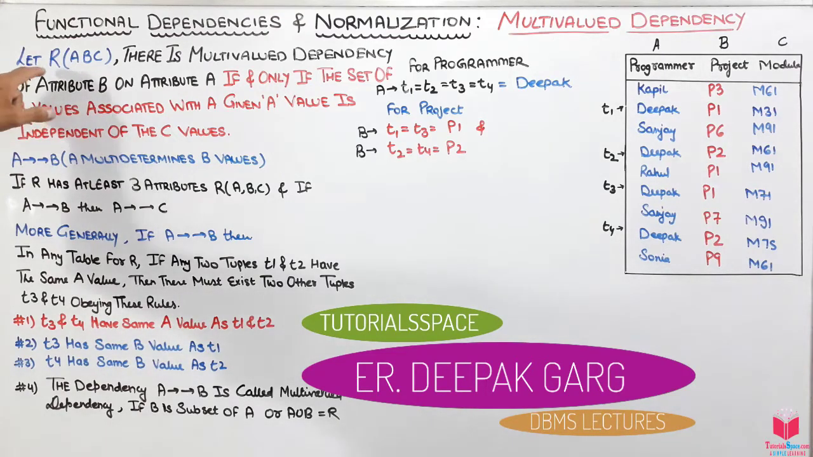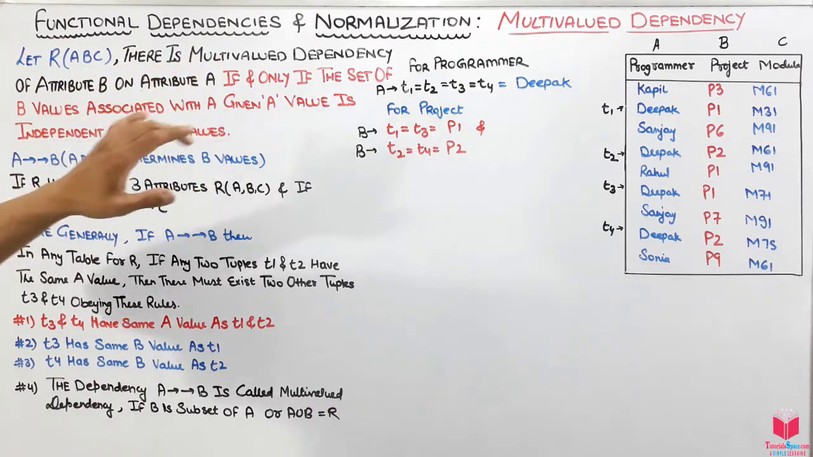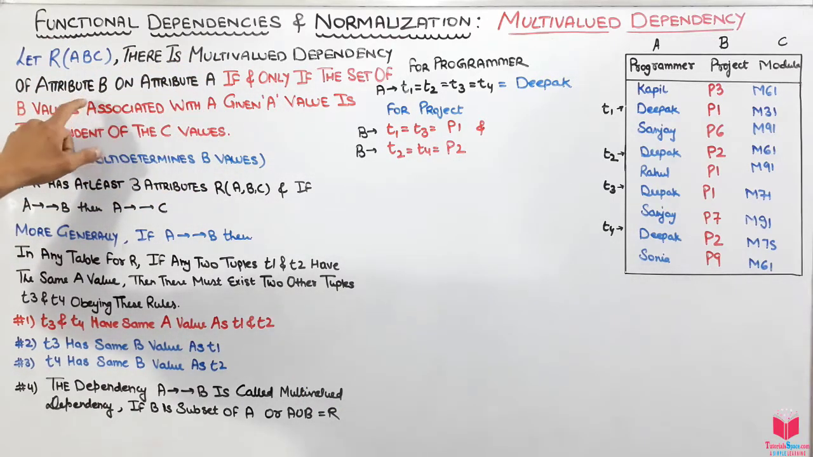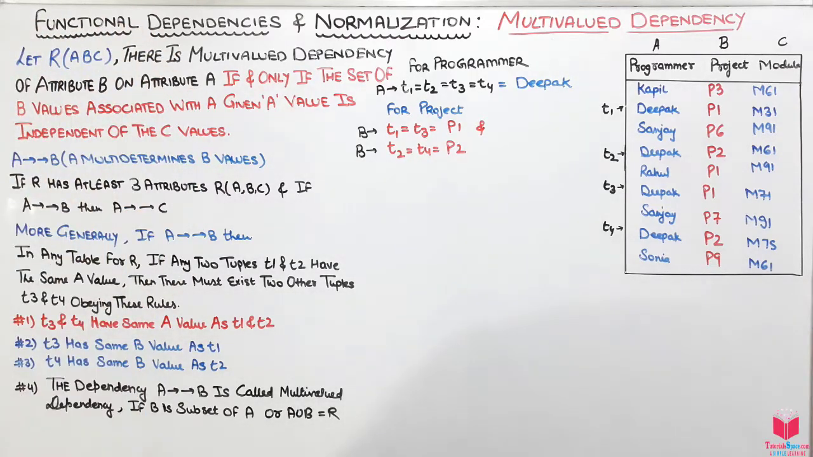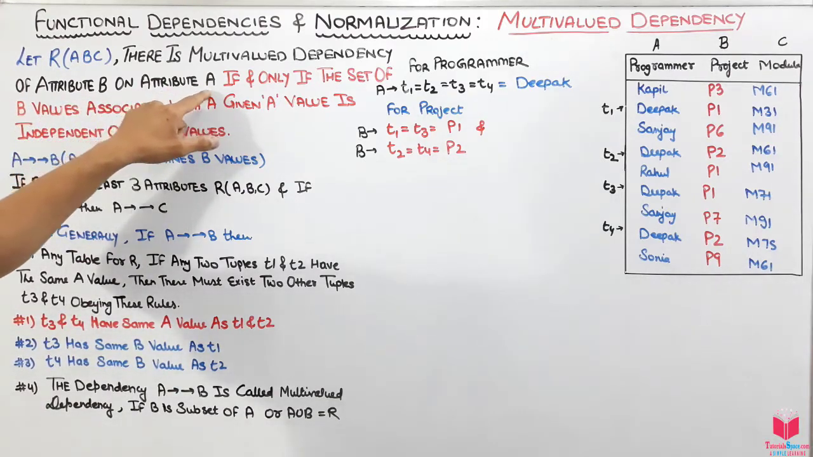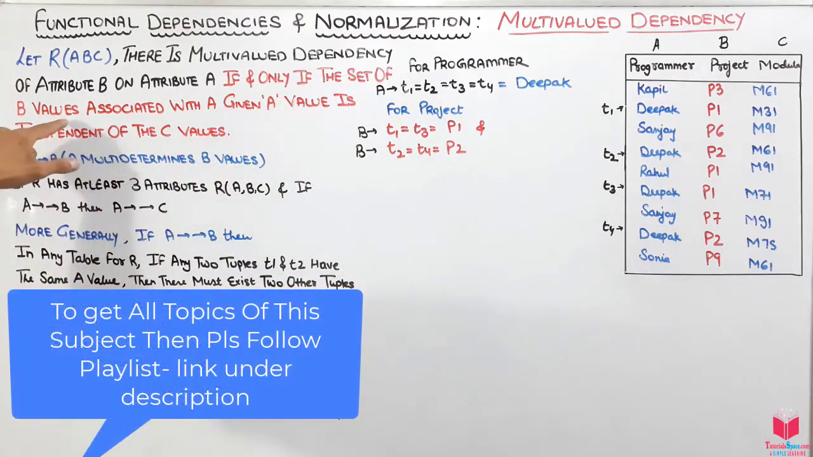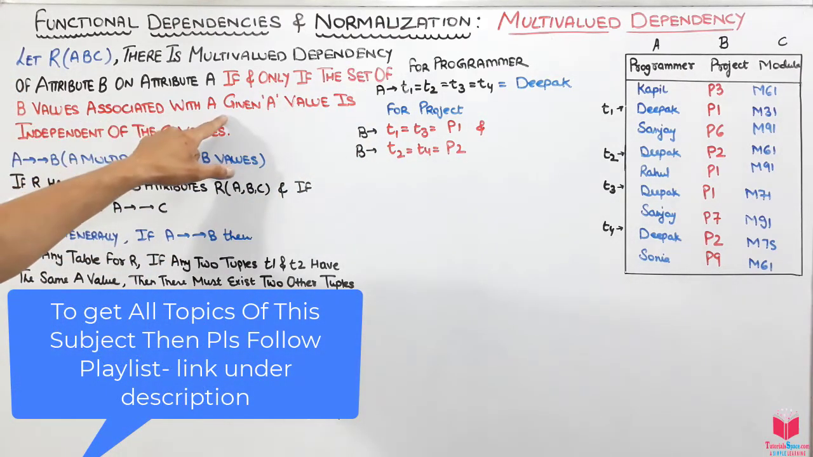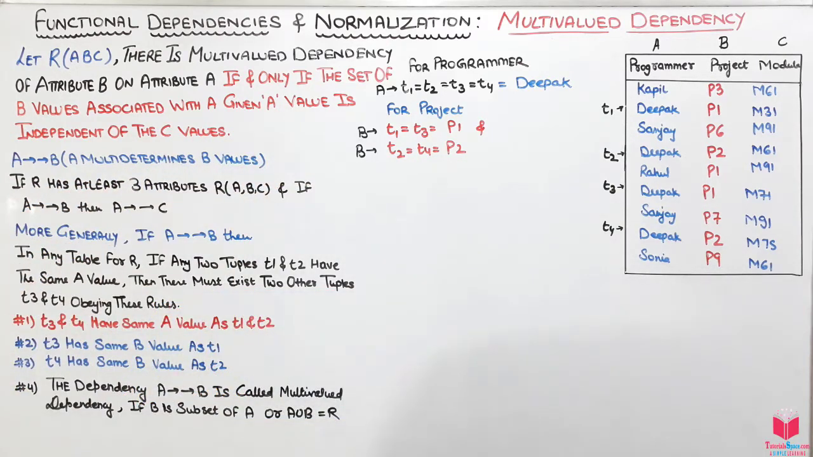Let's consider there is a relation R which has the attributes A, B, C. It says that there is a multi-value dependency of attribute B on attribute A if and only if the set of B values associated with a given A value is independent of the C values.